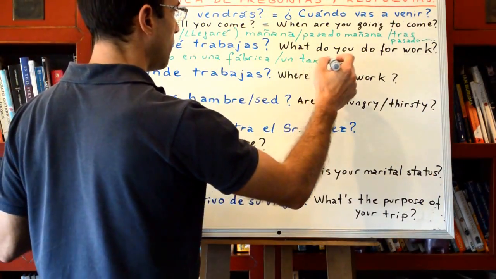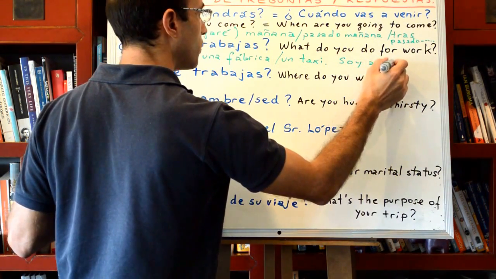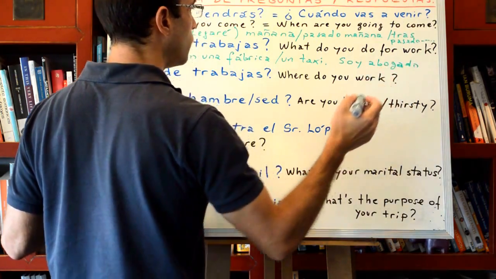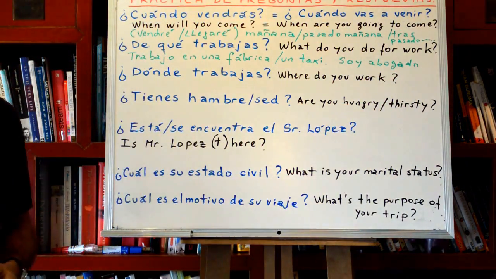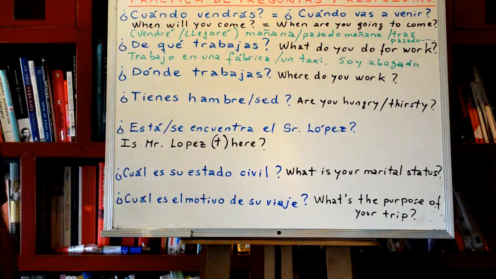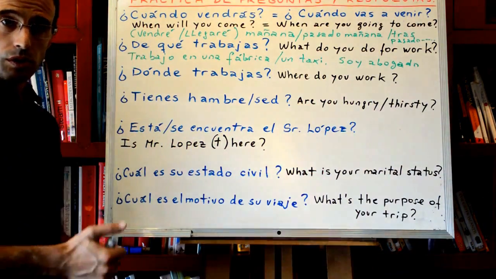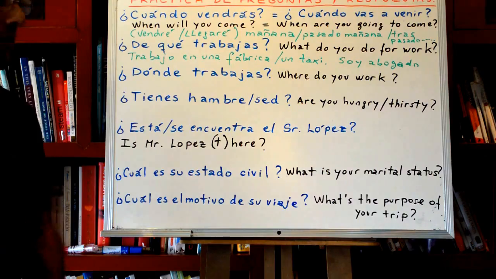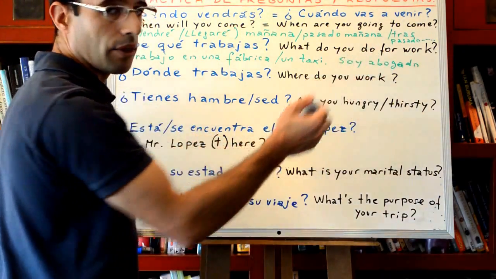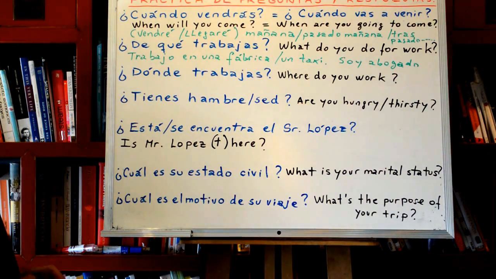Or you can say soy abogado. Soy abogado means I am lawyer. I am lawyer, or I am a lawyer. Only that in Spanish, when you say I am a lawyer, you don't use the article. You simply say I am lawyer, right? Soy abogado. Bien, continuemos. Let's continue.